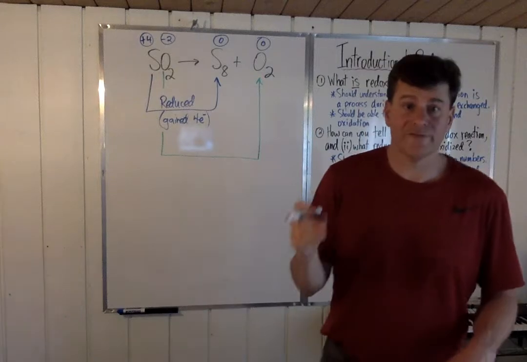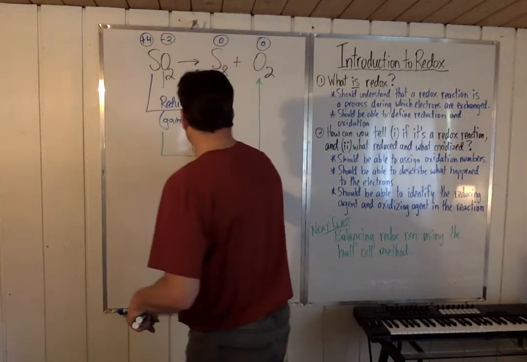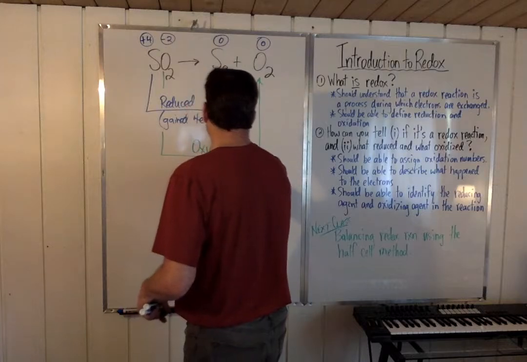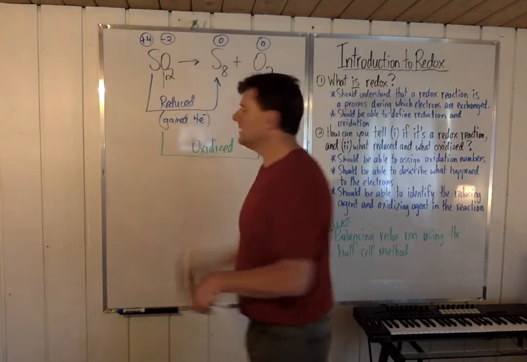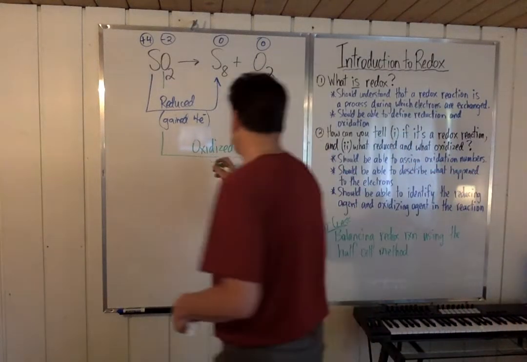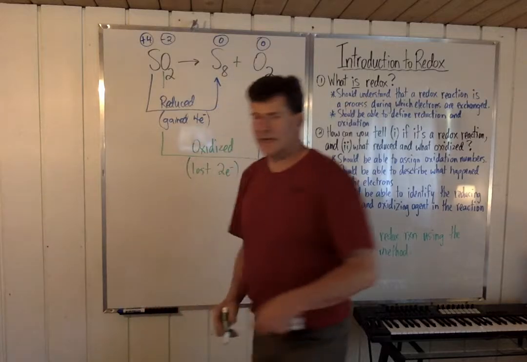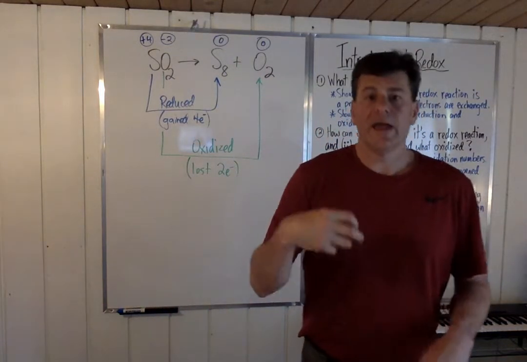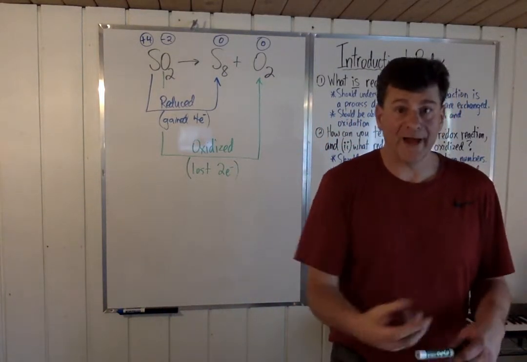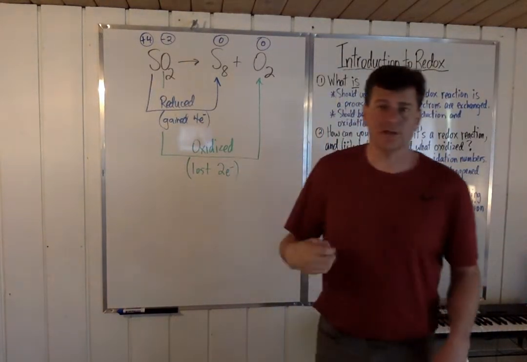Each oxygen went from -2 up to 0 on the number line. So that is that guy, oxidized. Each individual oxygen lost 2 electrons. And of course, I'm talking about per atom, right? So each sulfur gained 4 electrons. Each oxygen lost 2 electrons.